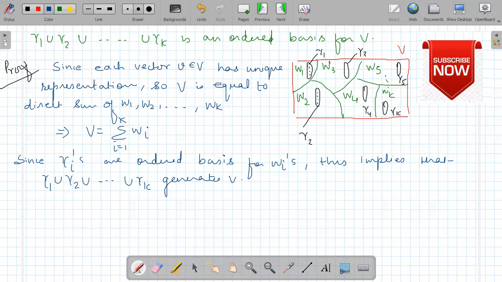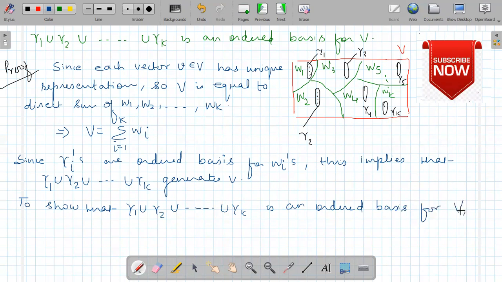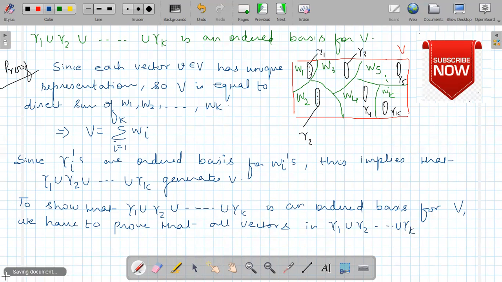Okay. To show that gamma 1 union gamma 2 union gamma k is an ordered basis for V, we have to prove that all the vectors in gamma 1 union gamma 2 union gamma k are linearly independent.